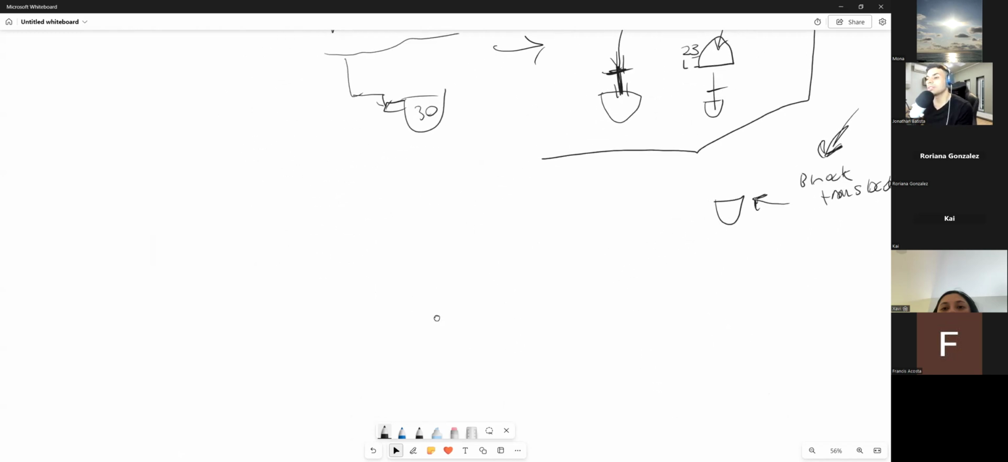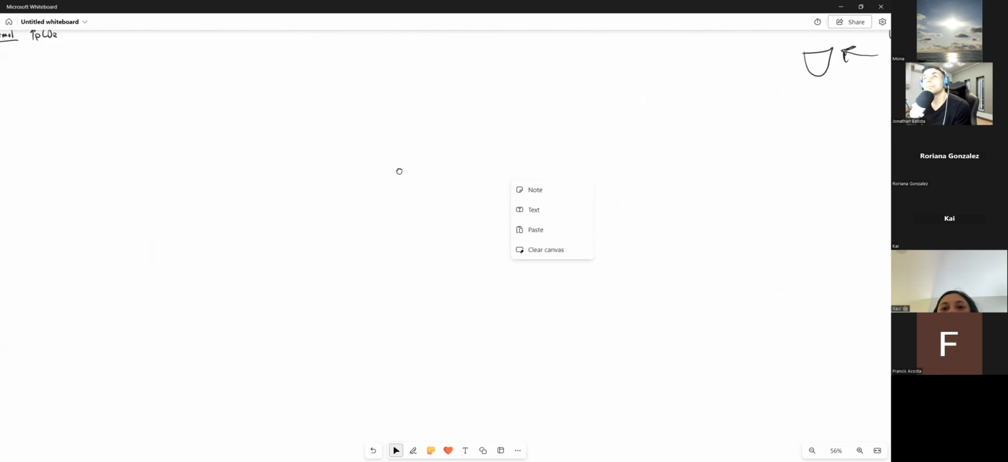So linezolid, what's the weird side effect of linezolid? Who remembers? Who remembers the weird side effect of linezolid? Who knows? Type it in if you know. Thrombocytopenia, serotonin syndrome. Good, good, good.